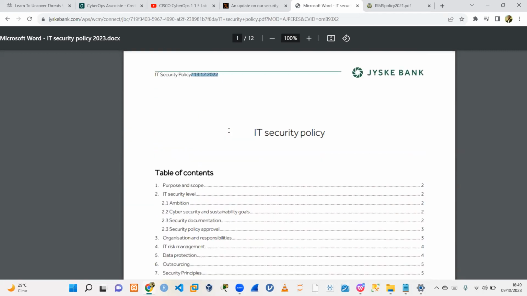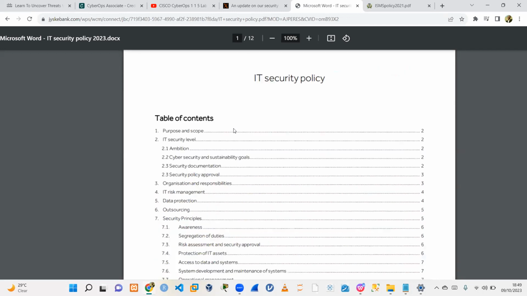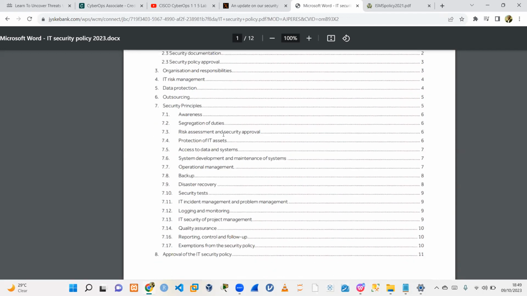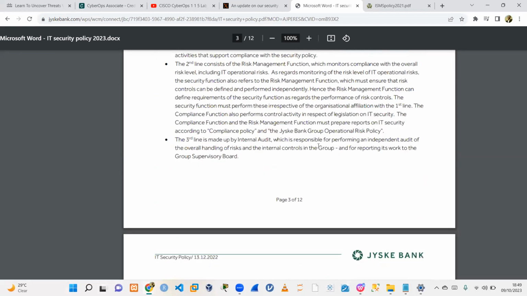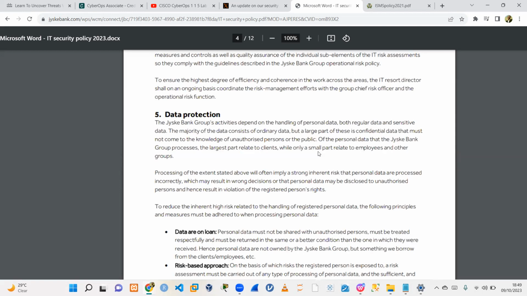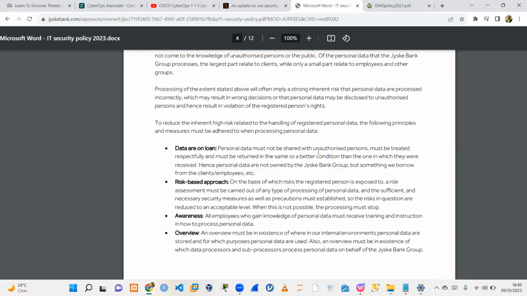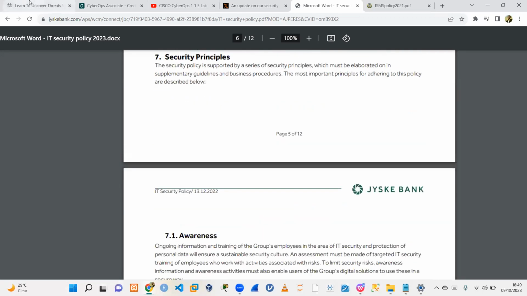So you see, I will drop this in the group. This is an example of a policy document. It tells about awareness, segregation of duties or separation of duties, risk assessment, protection of IT assets. Typically, when it comes to tech, what we want and what we don't want, what is acceptable and what is not acceptable, right? So very, very important.